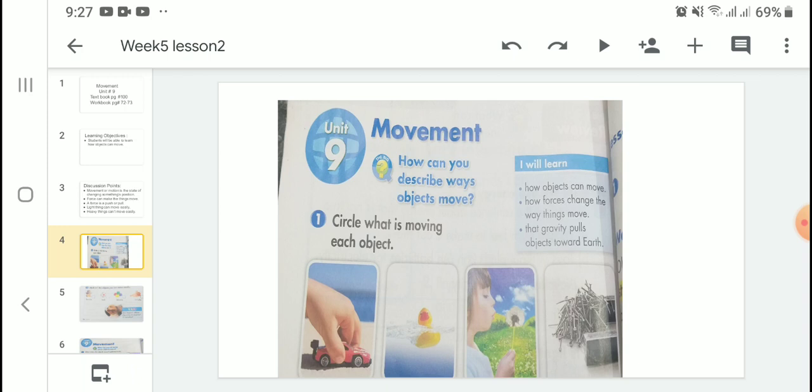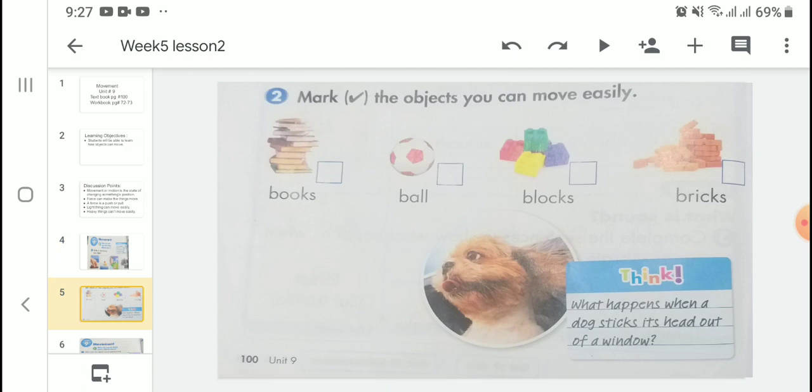Look at the third picture. You have seen that petals of flowers are moving. The girl is blowing the air. So circle the girl's mouth. Look at the fourth picture. Nails are moving. The magnet attracts the nail, so they are moving. So circle the magnet. Now students, look at question number 2. Mark tick the object you can move easily.